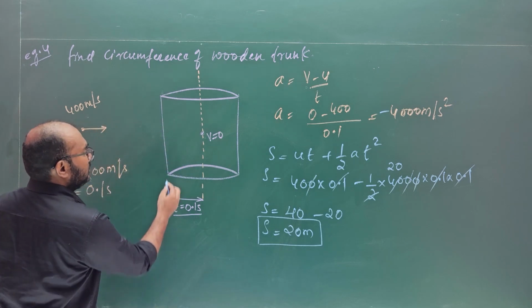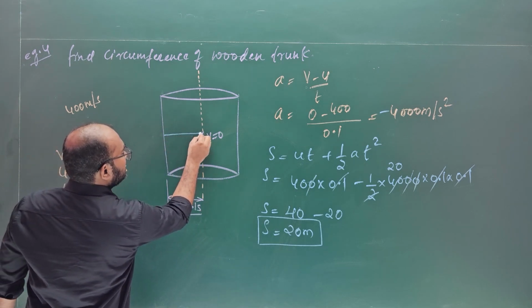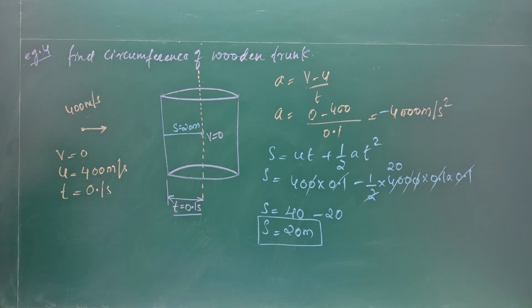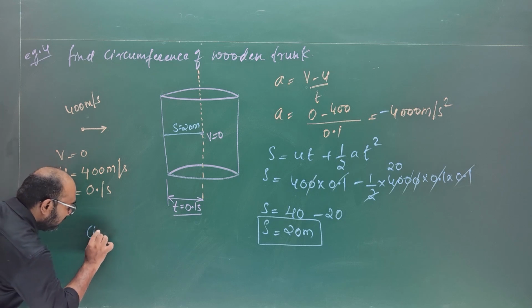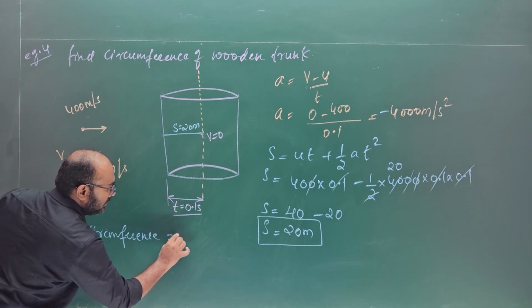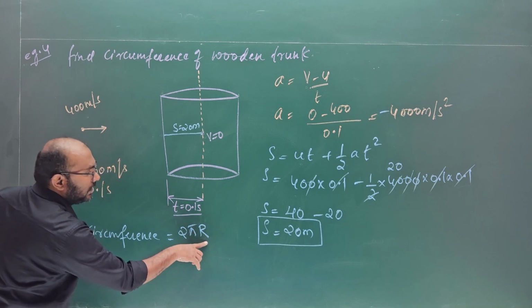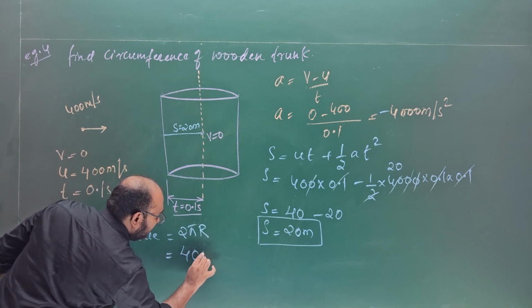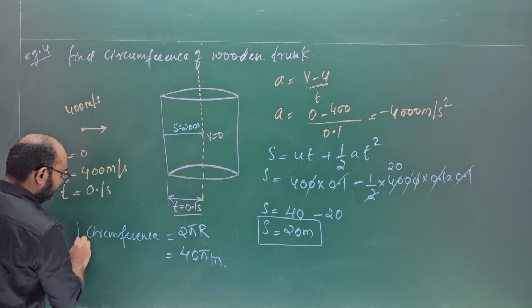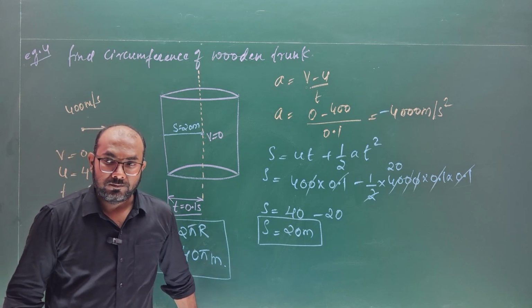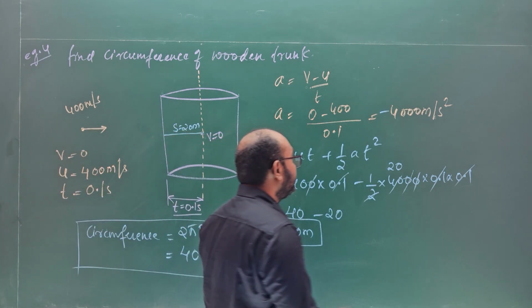Can I say that this s is nothing but the radius? Yes sir. And circumference is what? 2πr. So to calculate circumference, that is equal to 2πr. r is how much? 20. Then circumference becomes 40π meters. Okay. You want to check with that also.